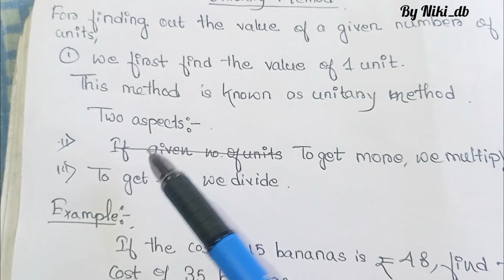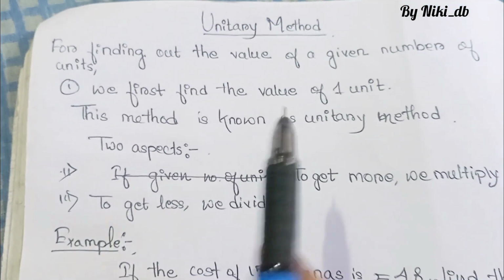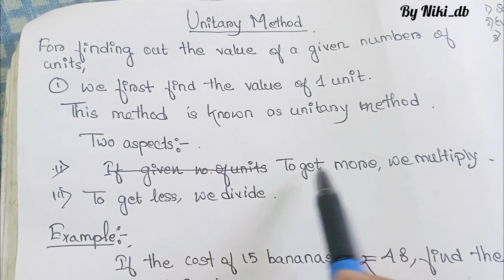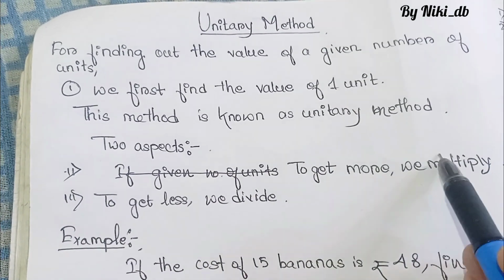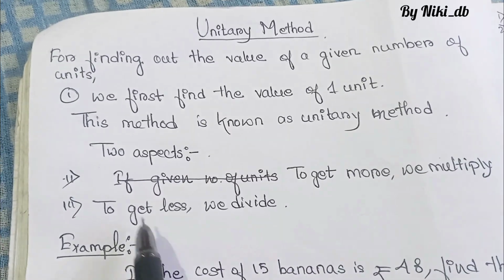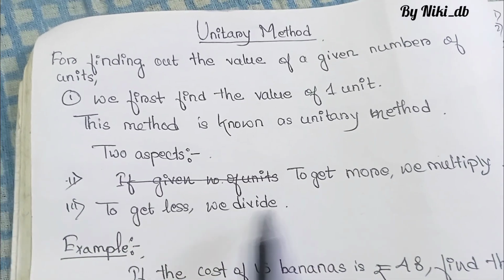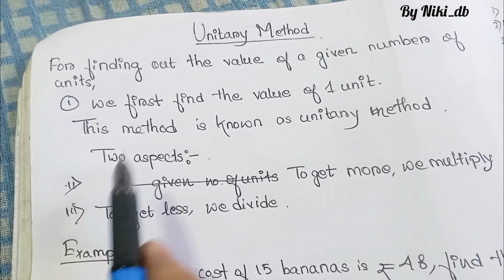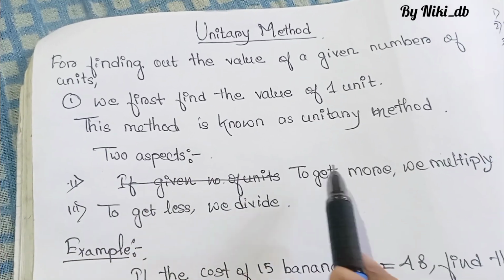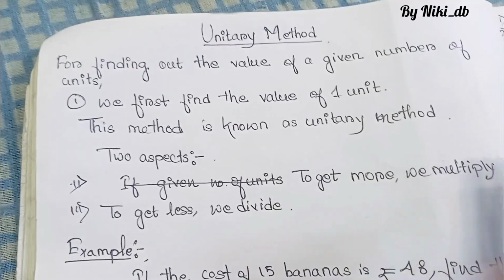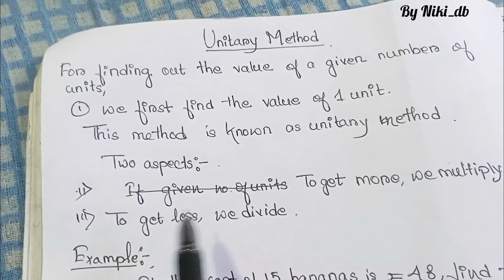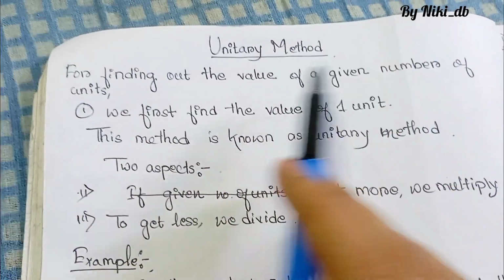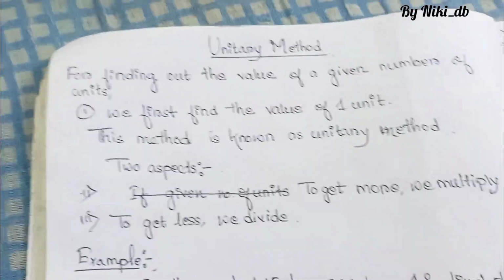Unitary method has two aspects. Aspect means types. When they ask to get more, we multiply. When they ask to get less, we divide. There are two types of unitary method or two parts where they ask to get more. That time we will multiply, and when they ask to get less, then we will divide. So this is the whole process or whole method of unitary method.